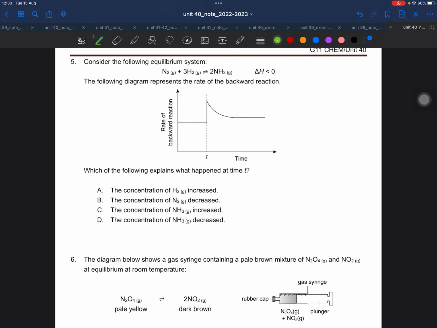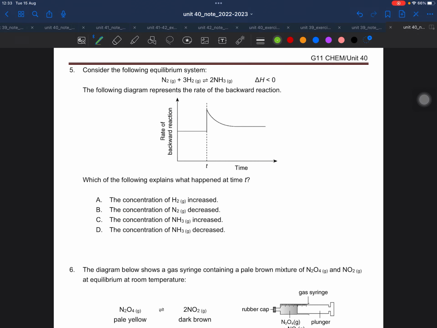Alright. Question 5, okay, question 5 first. Question 6 is a bit complicated. Suddenly, the reaction rate of the backward reaction increases. This is a sudden increase. So what happened is, I can expect there is an increase in NH3, right? So the answer is easy, C.